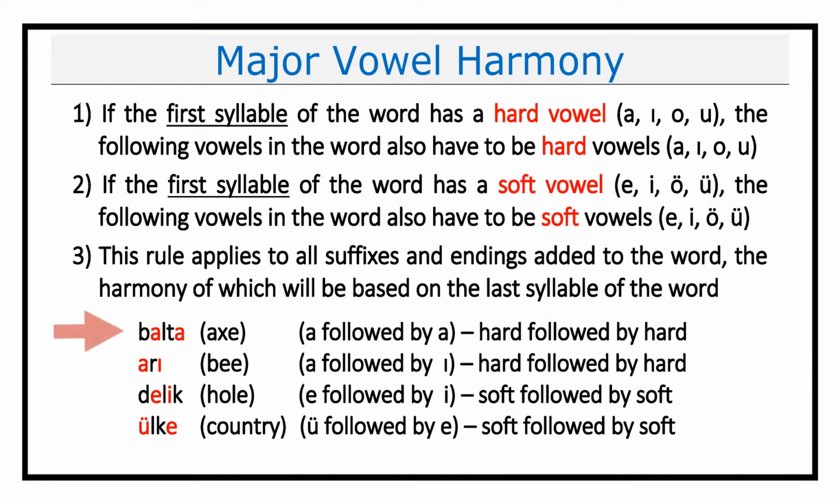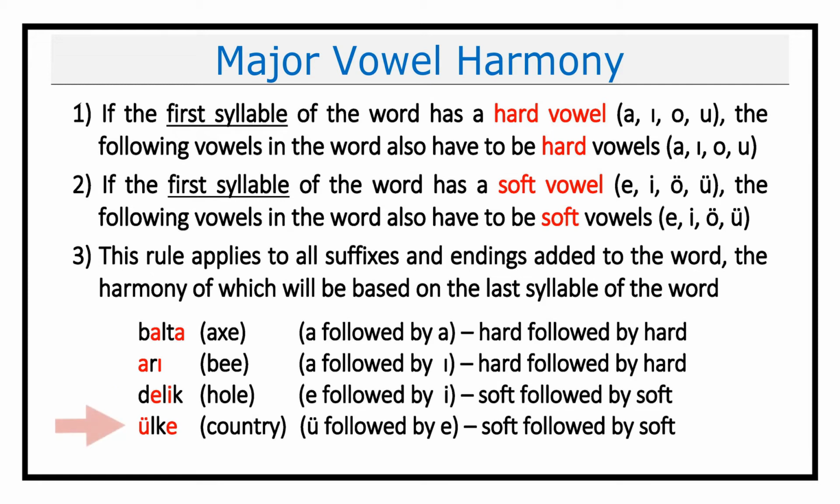Look at the first word, balta. In this word, A is followed by A, which means a hard vowel is followed by a hard vowel. In the second word, arı, we have A followed by I. Again, a hard vowel followed by a hard vowel. In the third word, delik, we have E followed by İ, which is a soft vowel followed by a soft vowel.